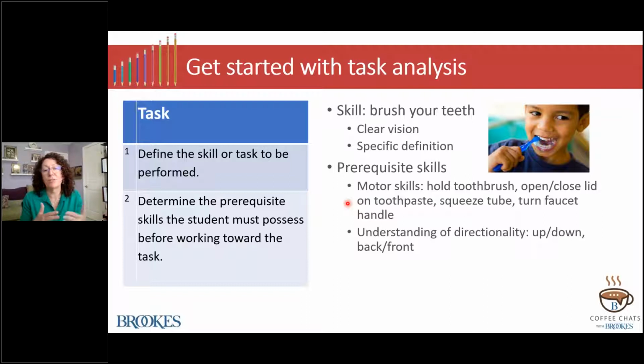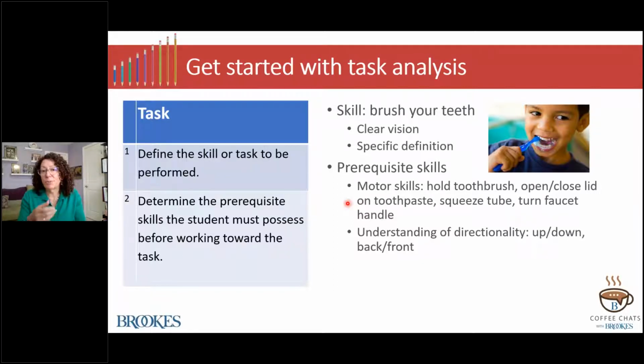So when I was thinking about toothbrushing, some of the prerequisite skills I was thinking about were the child needs to have some particular motor skills. They need to be able to hold that toothbrush. They need to be able to open the lid of the toothpaste. So if it's a flip top, if it's a screw top, if it's a pump, they need to be able to operate that.